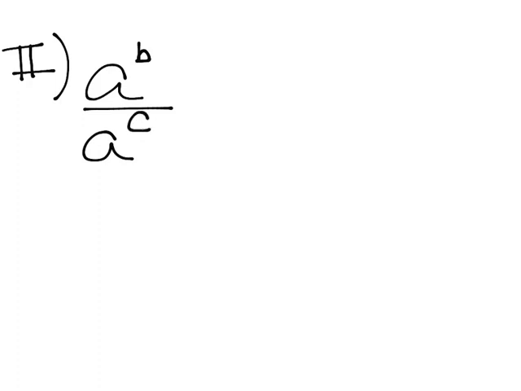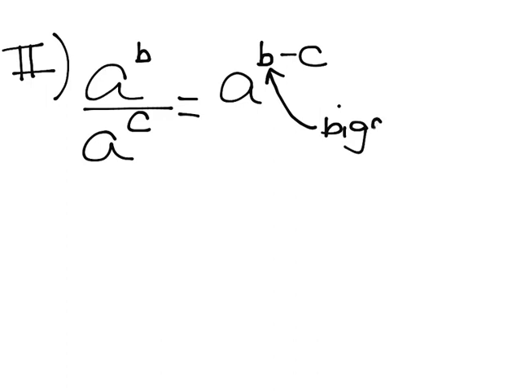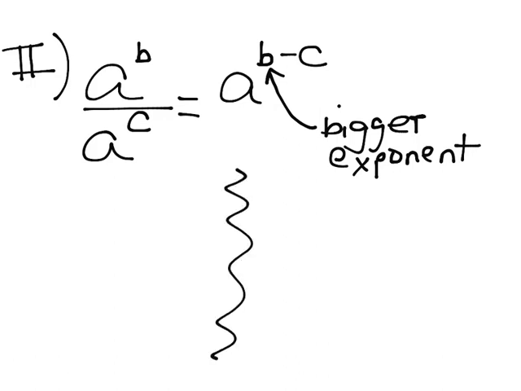The second rule is if you are dividing, that's the quotient rule. And it says that if you are dividing and they have the same base, that you subtract the exponents. And I like to tell my students, make sure that this is the bigger exponent. So if the bigger exponent is in the numerator, that's where you will write your result. If the bigger exponent is in the denominator, that's where you will write your result. And I'm going to put 2 problems on here to show that process.